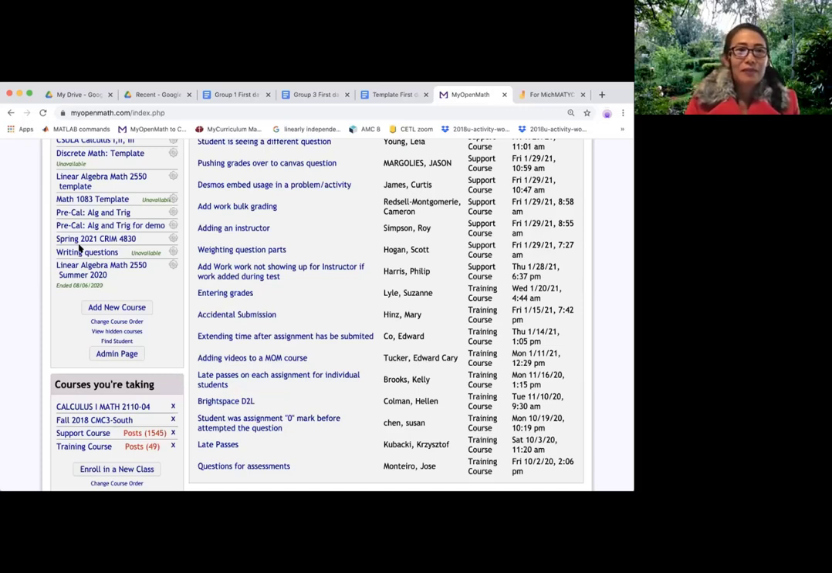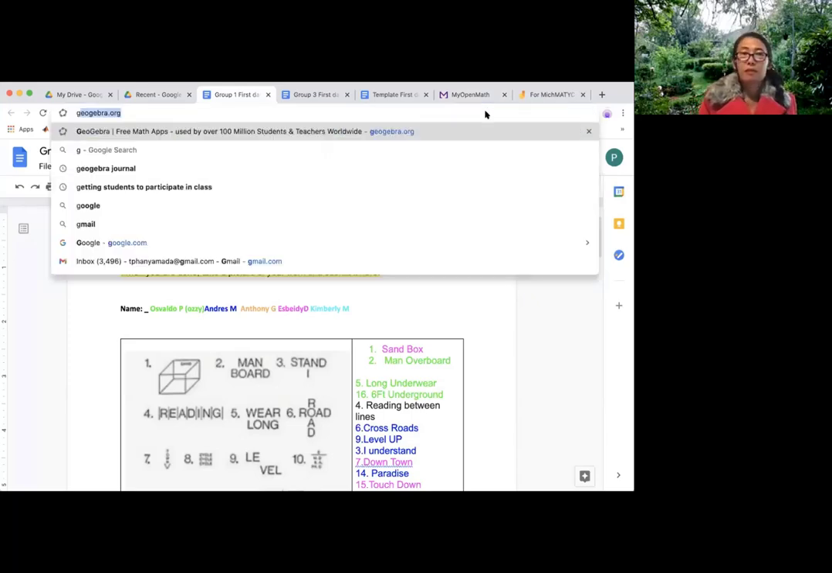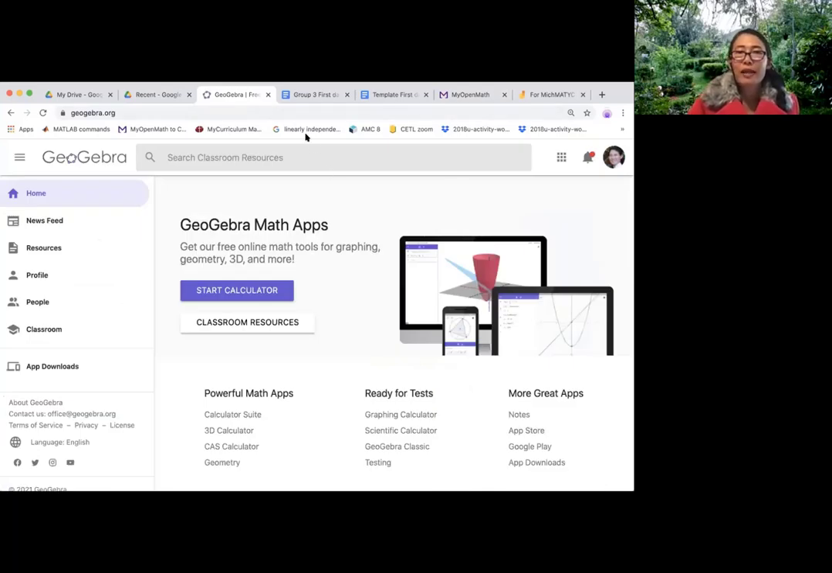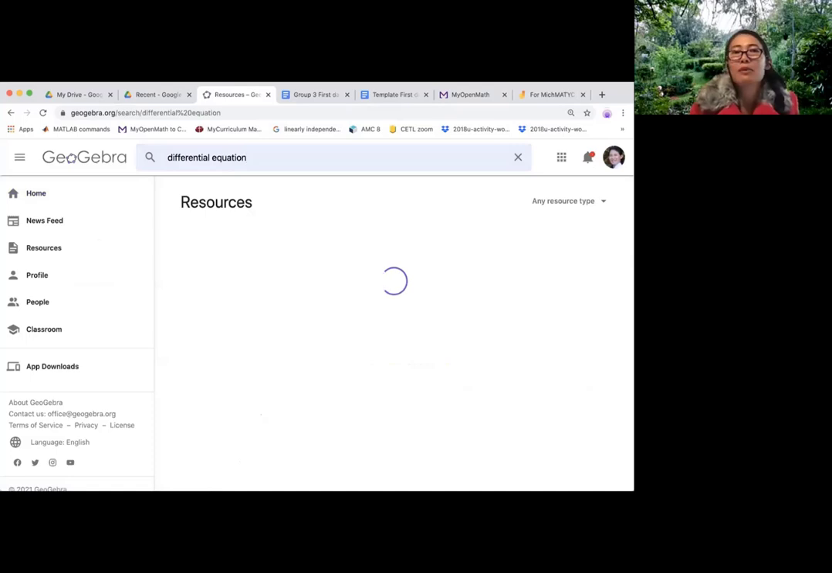Let's see, Dara asked about differential equations, so maybe I can show you. If you go to GeoGebra, you can search for information. You search for differential equations in here, and they come up with a whole bunch of activities, so you don't have to write your own things.